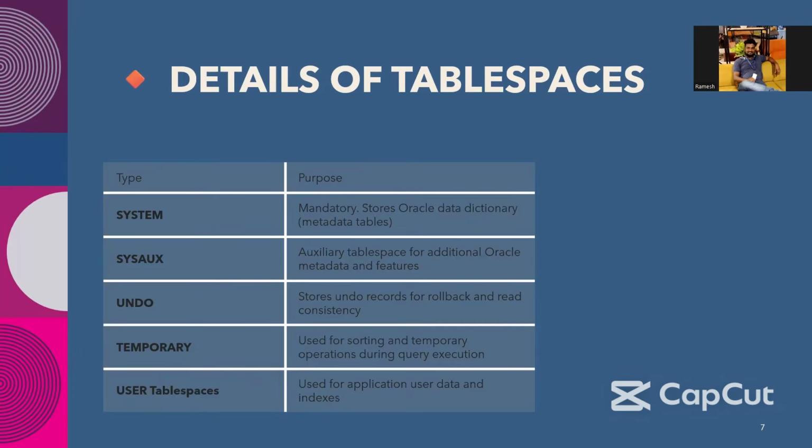Second, the SYSAUX table space. The SYSAUX table space is the auxiliary table space for additional Oracle metadata and features. I will briefly explain its purpose in the next slide. And then the undo table space. The undo table space stores our old copies of data, so when an update happens the old data goes there, for rollback purposes.